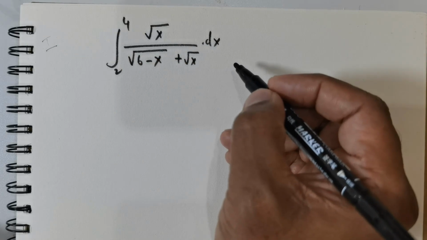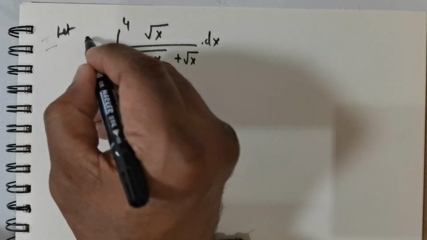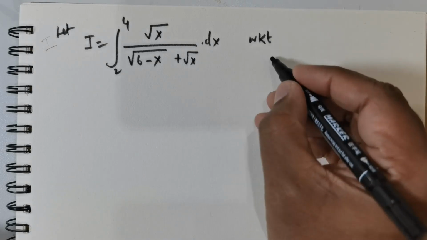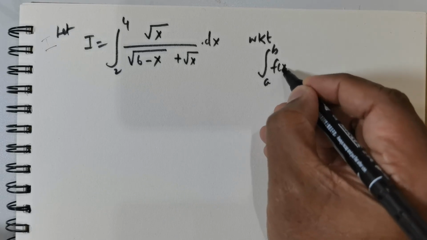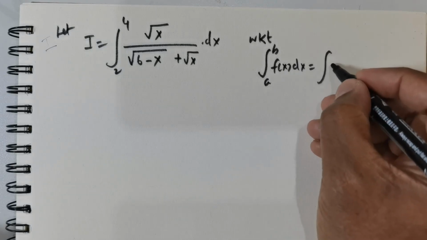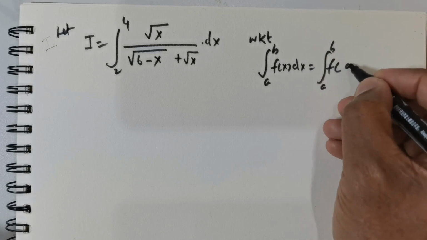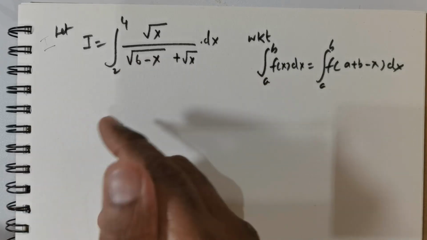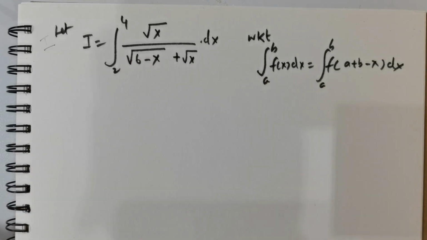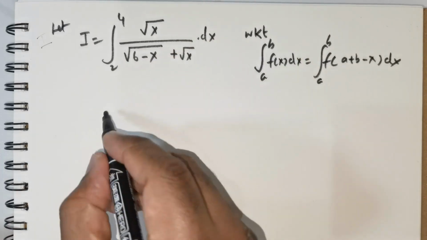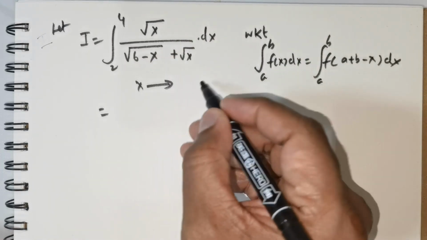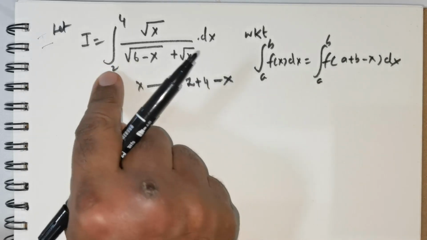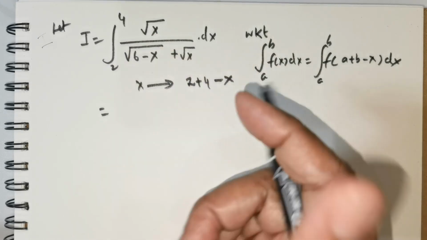What I wish to do is first take this as, let I be equal to this quantity. Now there is an integral property which I would be utilizing, which is integral a to b f of x dx is equal to integral a to b f of (a + b − x) dx. By utilizing this property, I can rewrite the given quantity using 2 + 4 − x in place of x. This quantity will be utilized wherever you see x.